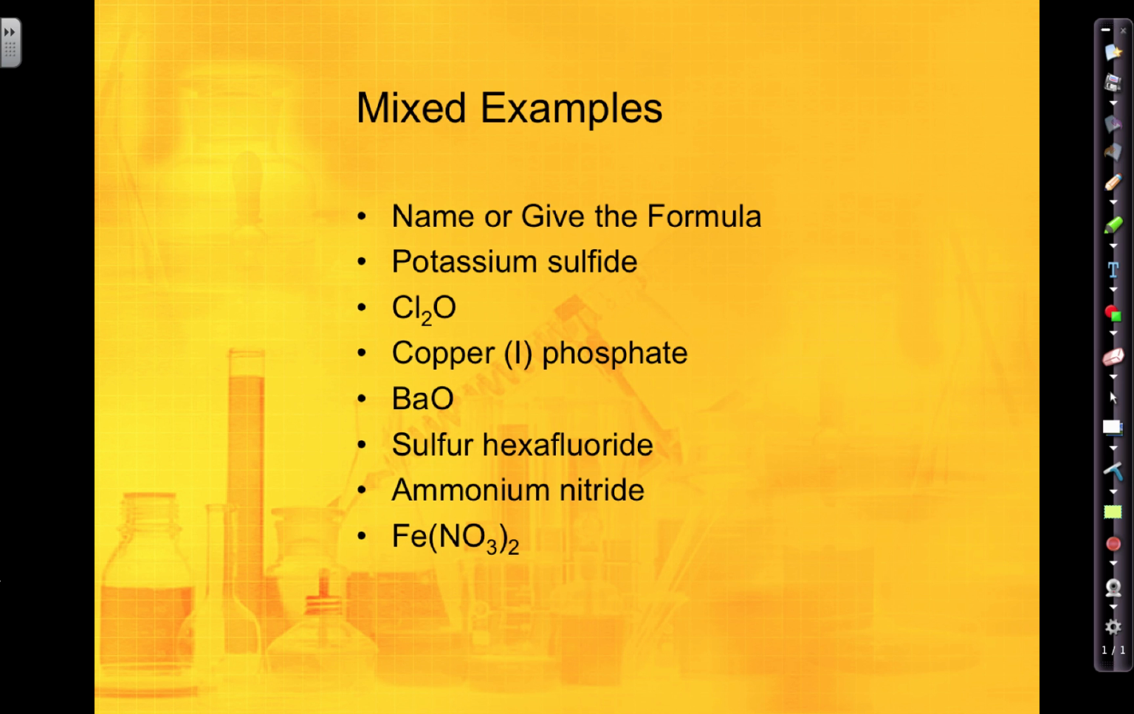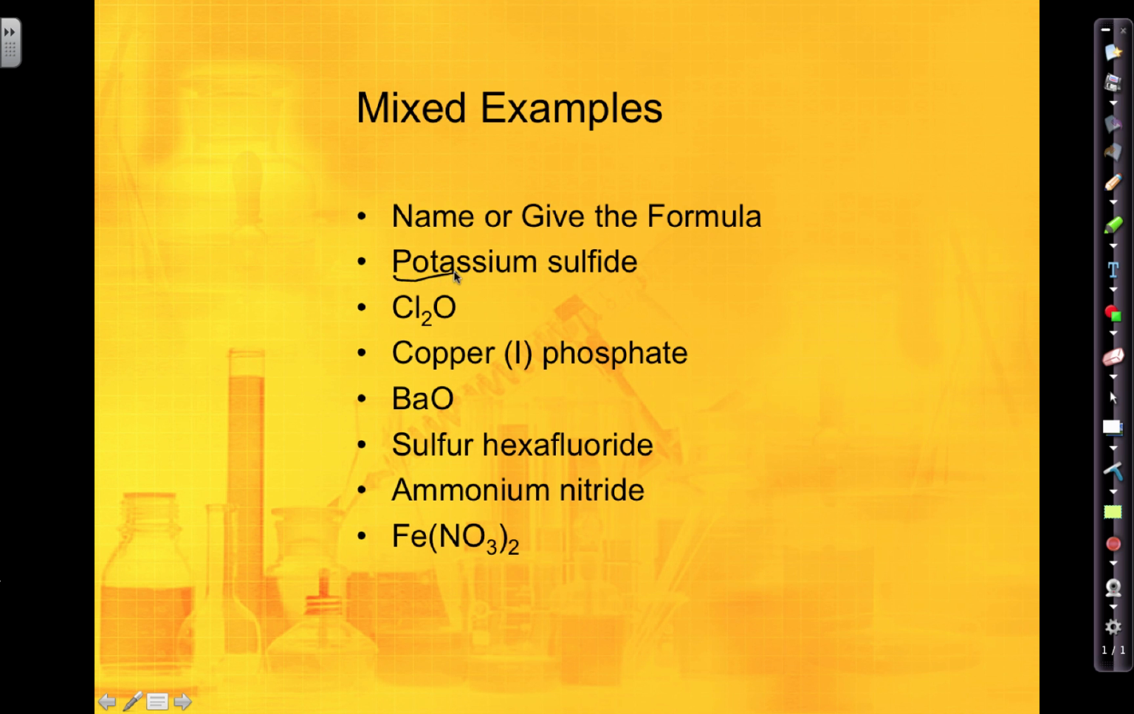Okay, so let's look at what happens when you don't know if it's ionic or covalent, because it's not like I just went over that. So let's look at each of these, decide if it's ionic or covalent, and then either give the name or the formula. All right, so potassium sulfide.